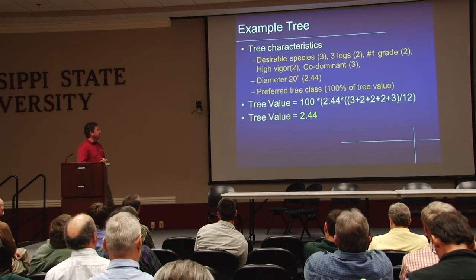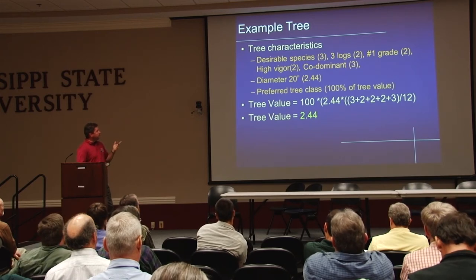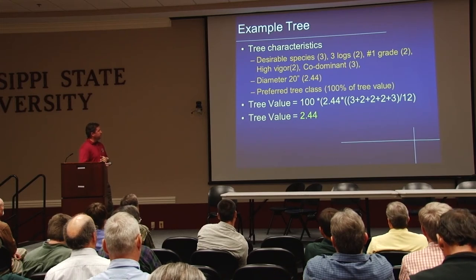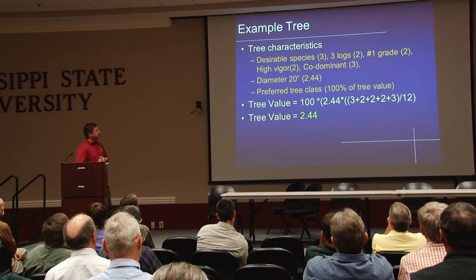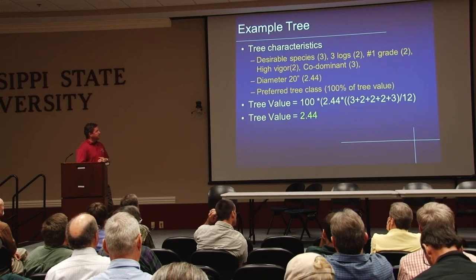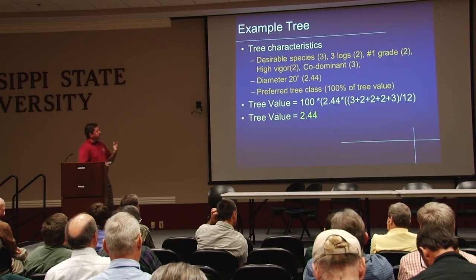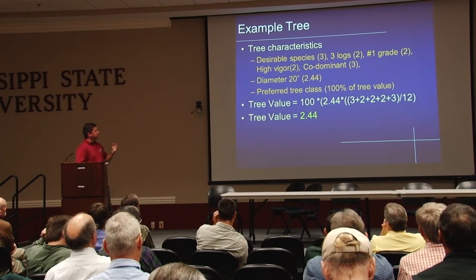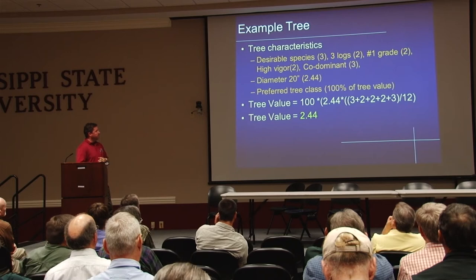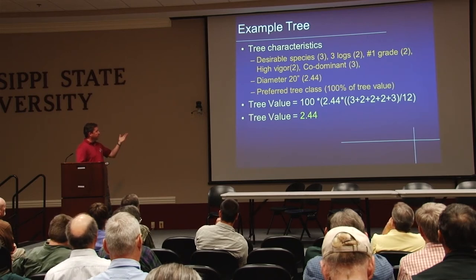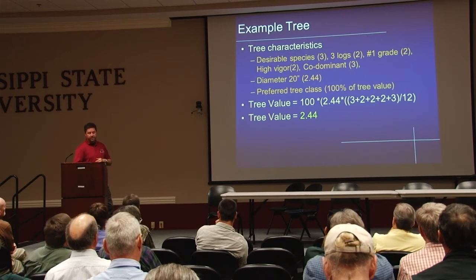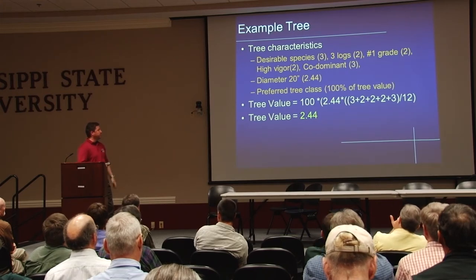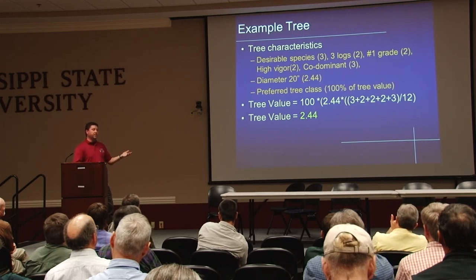So let's look at an example tree. I just went with the max on everything just to show an example here. It was of a desirable species, so it got 3 points. It was 3 logs, so it was really tall, and got 2 points for that. It was a number 1 grade, and received 2 points for that. Had high vigor, received 2 points for that. And it was co-dominant, so it received 3 points for that. We had a 20-inch DBH, and from the point contribution that I showed you earlier based on tree size, that tree would start out with a value of 2.44.